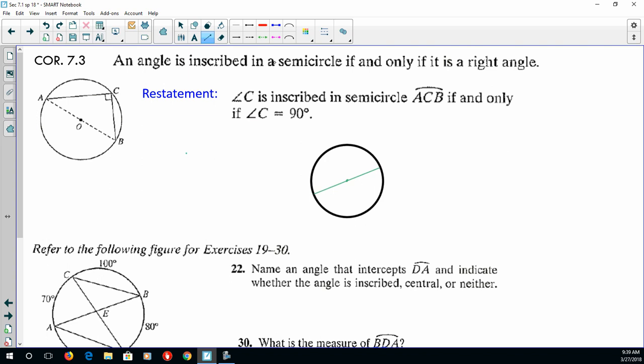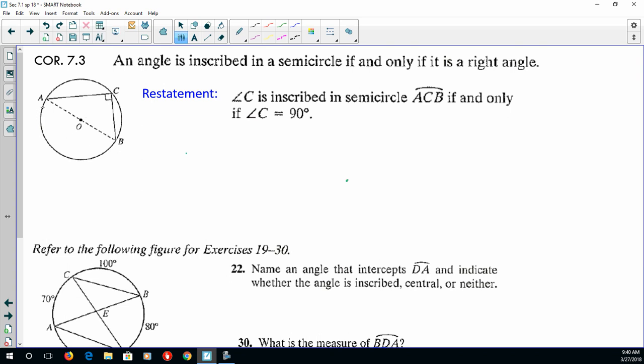I just drew a right triangle, because this is guaranteed to be a right angle. The proof of this I'm not going to go through, but if you have an inscribed right angle, that's going to be half the measure of the arc it inscribes. So if this is 90 degrees, it's going to be half of 180 degrees. If you have a 180 degree arc, then the angle that inscribes it has to be 90 degrees. So very, very straightforward sort of thing here.